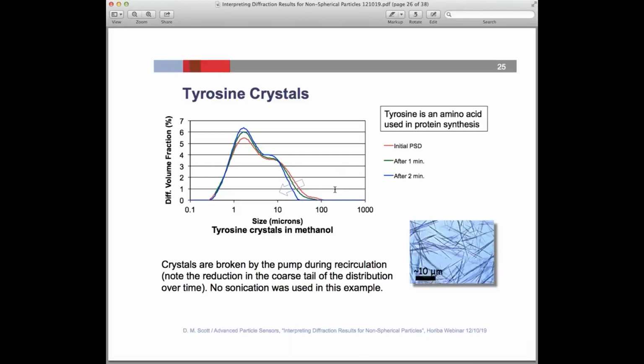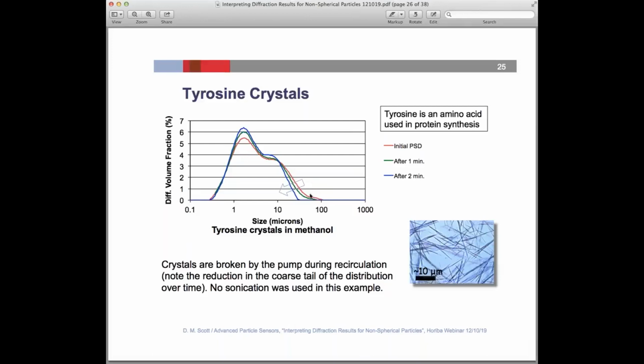Here are some tyrosine crystals. This is the amino acid that I mentioned. This is just a sample that's recirculating through the machine. We're not trying to break it or do anything to it, but these crystals are very, very long, and they're thin, they're needle-like. You can break them quite easily. These two examples, the sepiolite and the tyrosine, were the first examples that really got me interested in this effect.